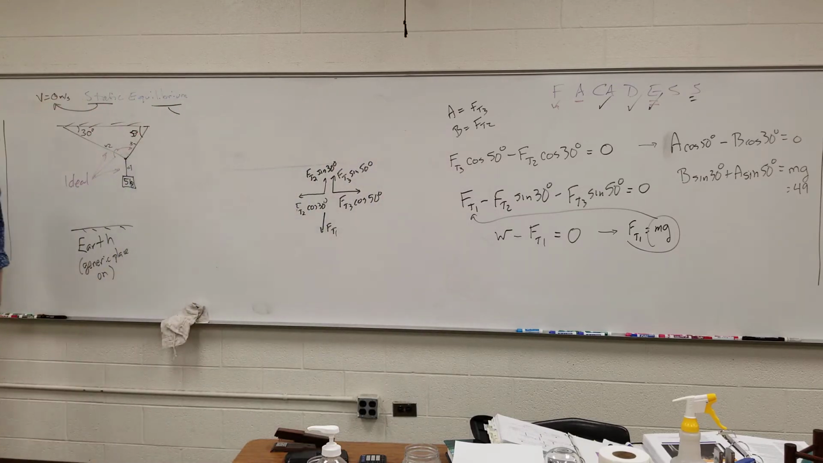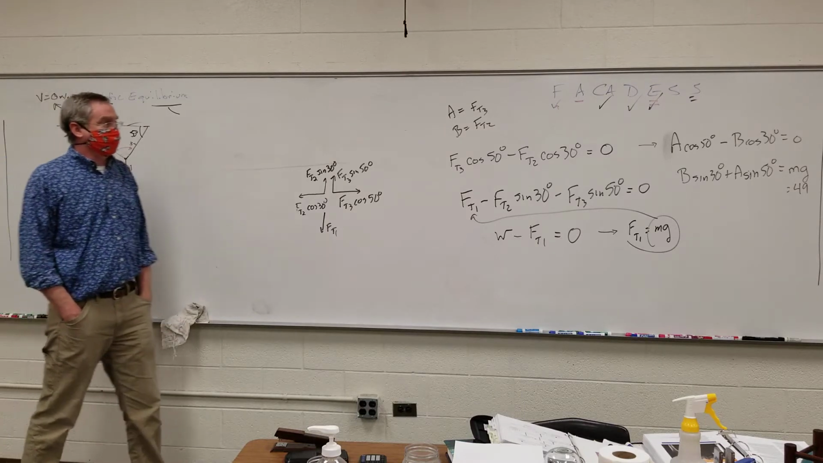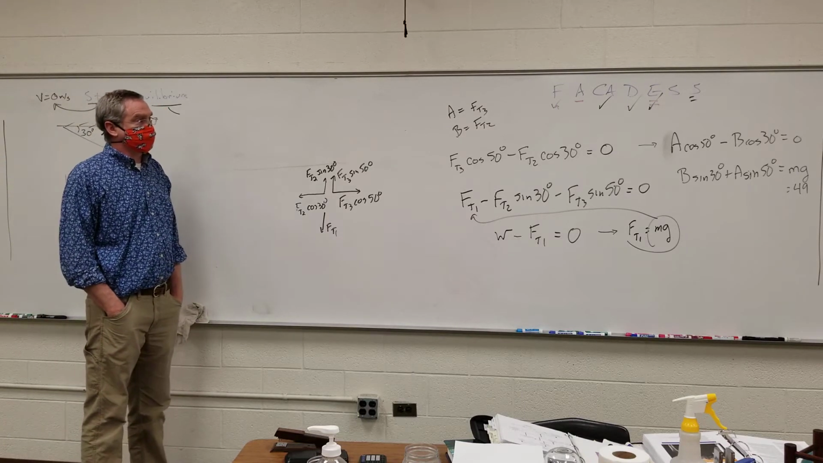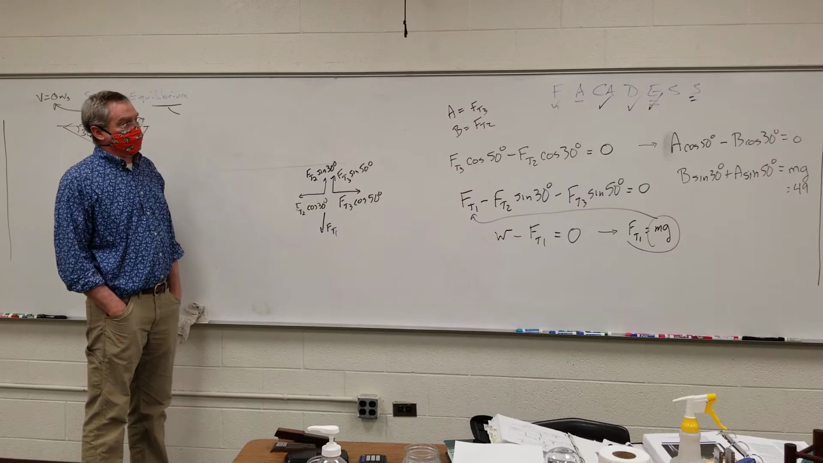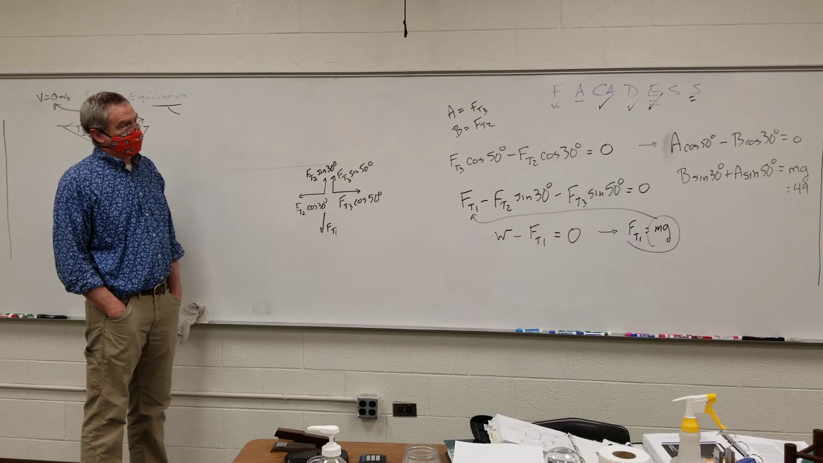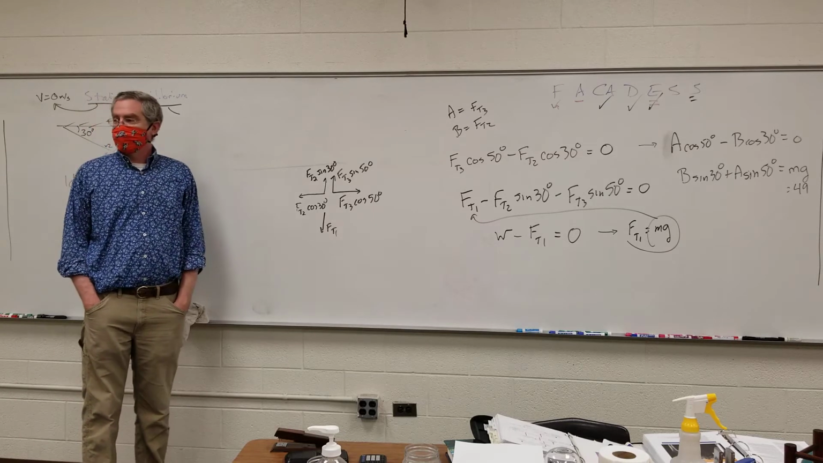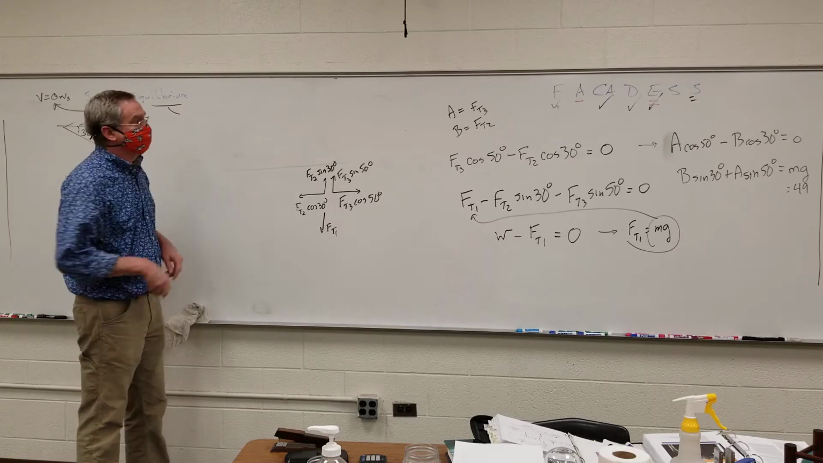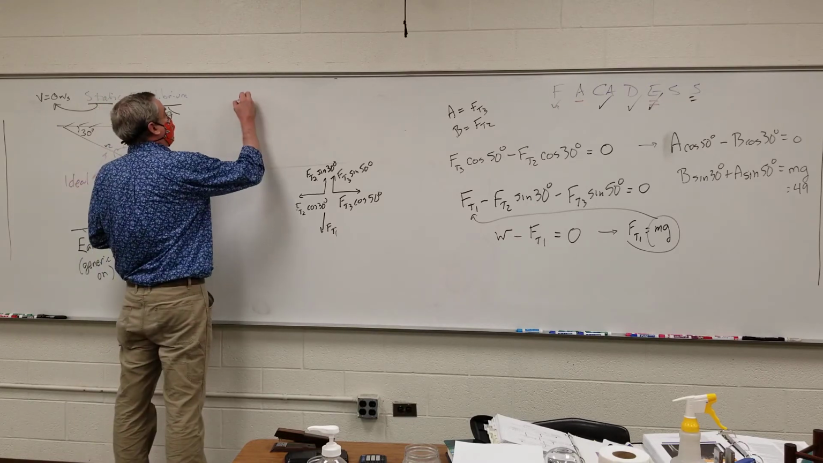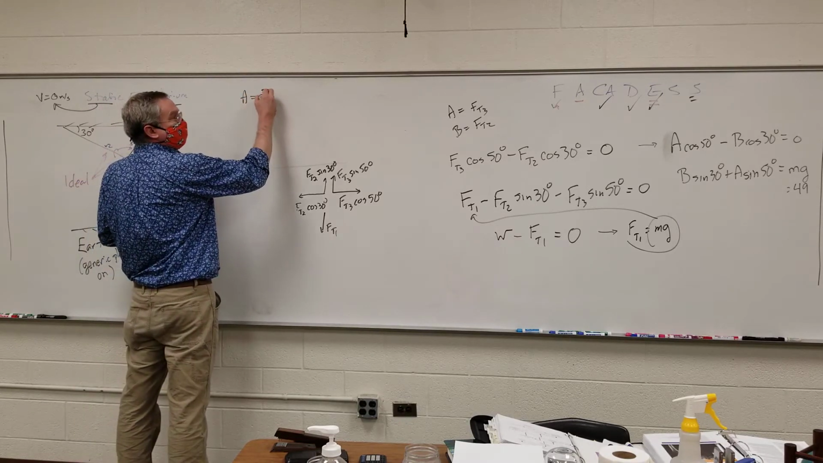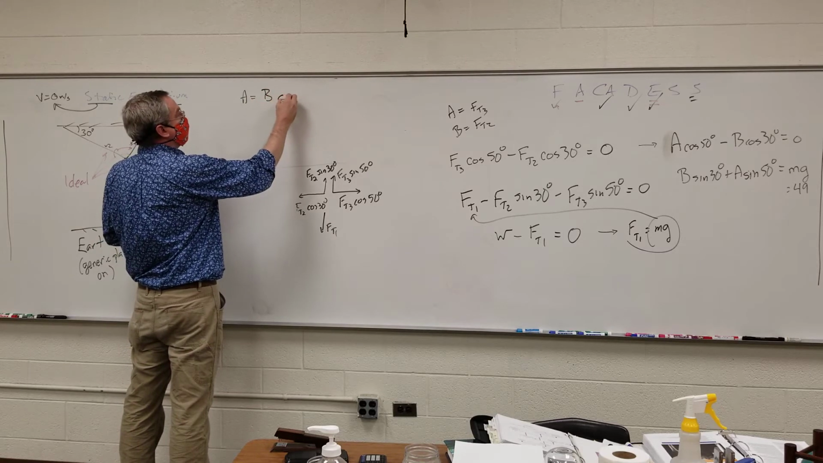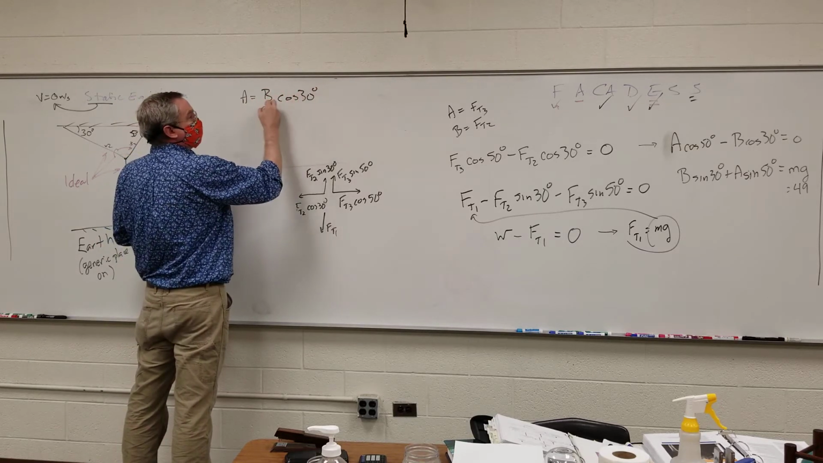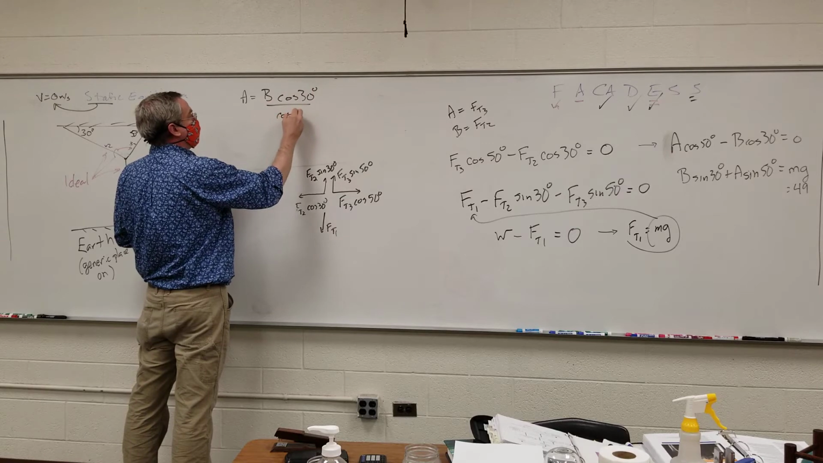So we need to isolate either A or B and then plug that into the other equation? That's one way of doing it, okay? Which A or B do you want to isolate? I have 2 A's and 2 B's. Maybe we should isolate the A in the first equation, since the other one has a number. So A is equal to B cosine 30 degrees divided by cosine of 50 degrees.